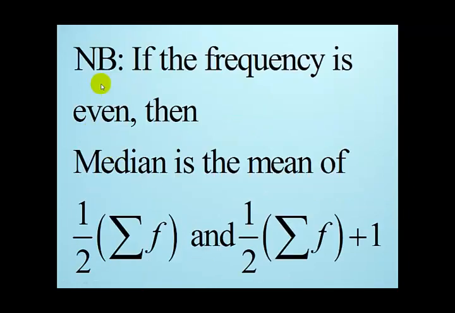Now note, if the total frequency is even, then the median is the mean of half sigma f and half sigma f plus 1. Take note, if the frequency is even, after adding the frequency, that is the total frequency, then the median is the mean of half sigma f and half sigma f plus 1.